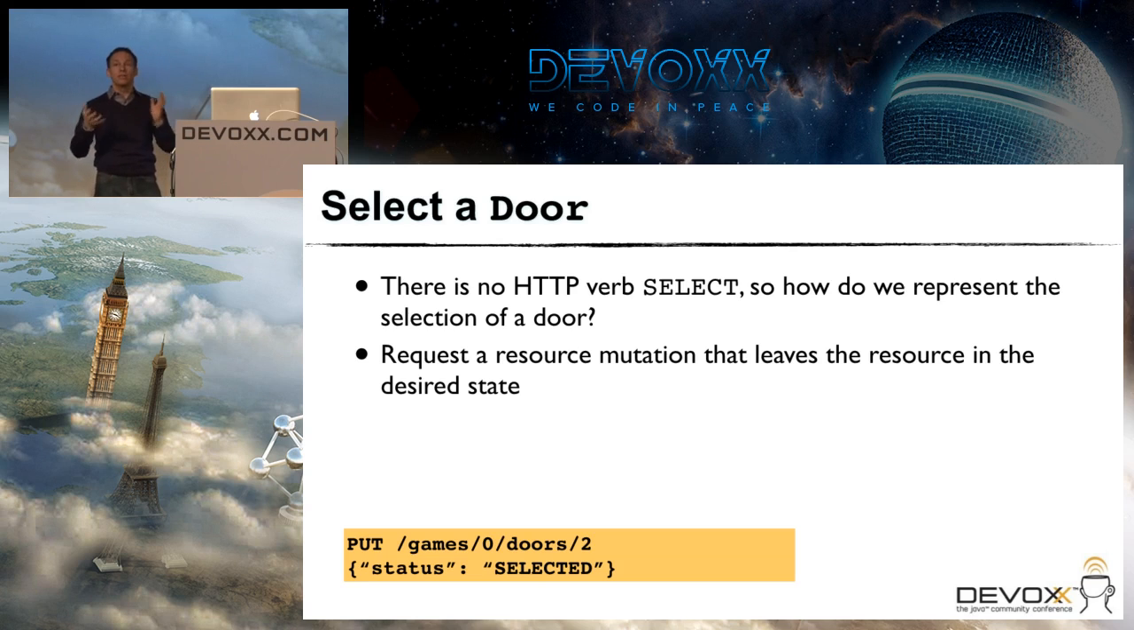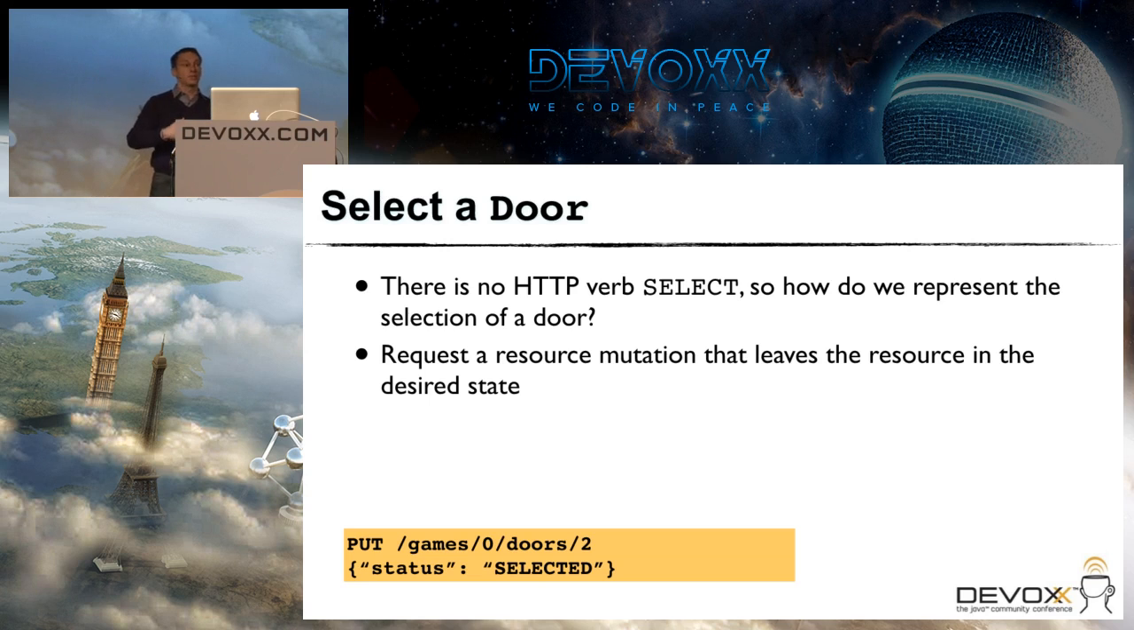But the easiest way to take a look at this is to say, what is the action actually trying to accomplish? When I select a door, what am I trying to do? And fundamentally, in our case, what that is, is change the status from closed to selected. So to do these verbs that you don't think HTTP can do, what you do is you manipulate the resource and tell it, here is the state I want you to be in at the end, right? I want you to be in status selected when I call put.